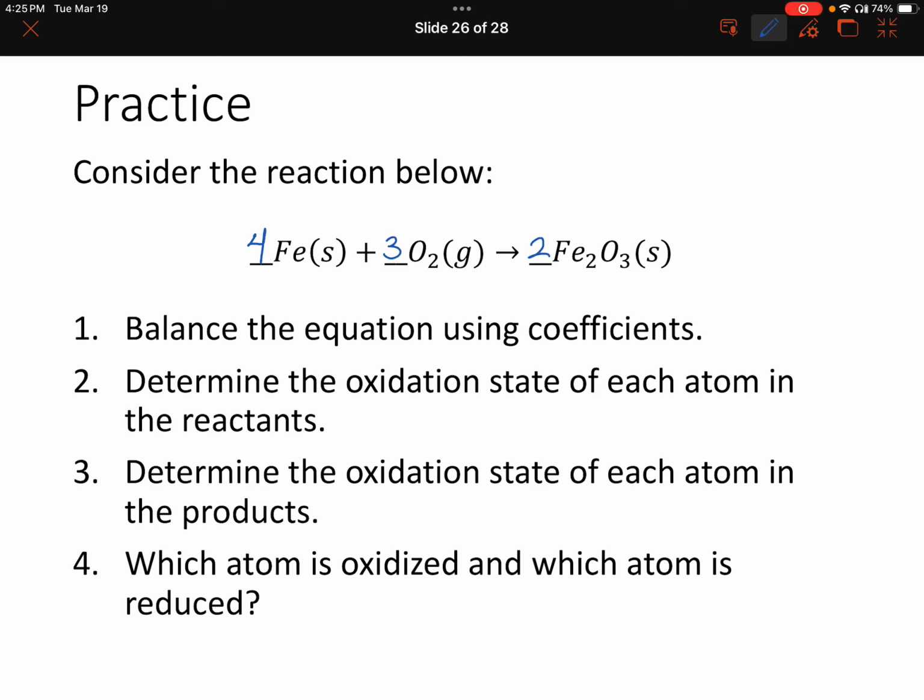Okay, so now that we have the balanced equation, those coefficients actually don't matter when we're assigning oxidation states. So ignore the coefficients when you're assigning oxidation states.